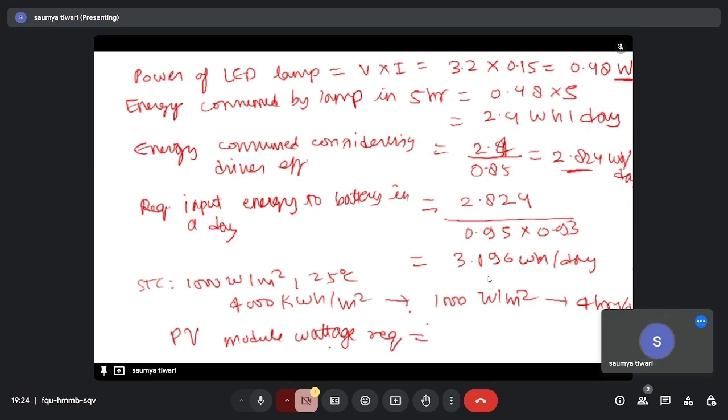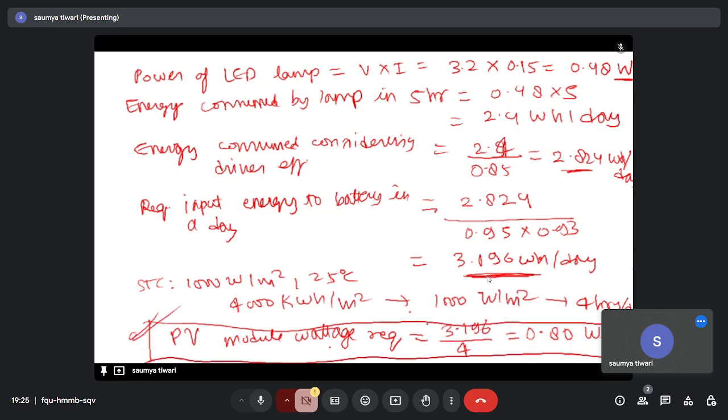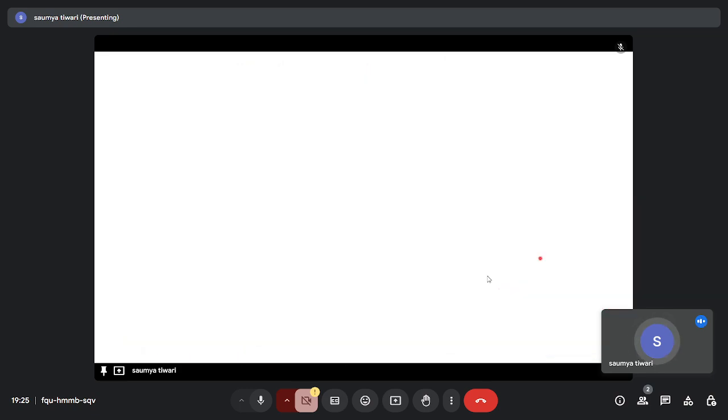So if we want to calculate the PV module wattage that is required, that will be the value we just got, divided by this 4. So it will be in watt power. Okay, so it will be 0.80 watt power. So this is the required wattage for the PV module. Now, next is to calculate the area. So let the area of the PV module be, say, A meter square.